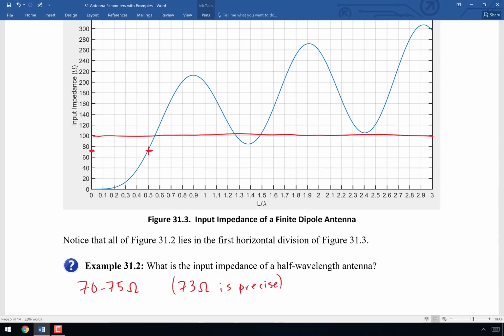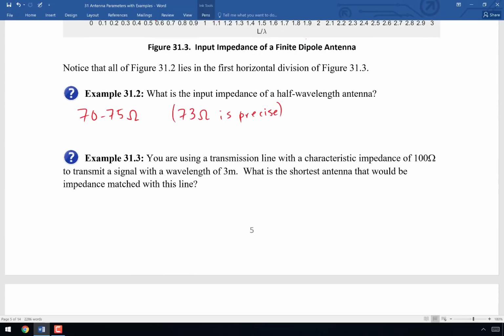But it did ask for the shortest antenna that would do that, and so that's going to be right in this neighborhood here. So if I come down here, that's going to be about 0.55 lambda. So I'm going to see that L is equal to 0.55 lambda, but we were given lambda as 3 meters. So this is 0.55 times 3 meters, which is 1.65 meters.